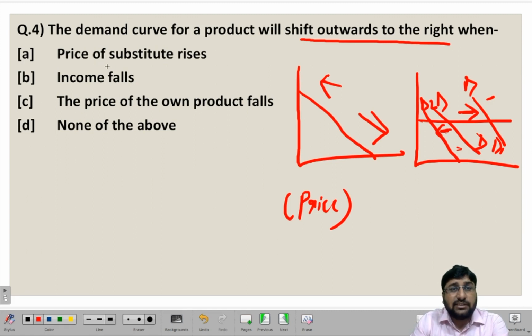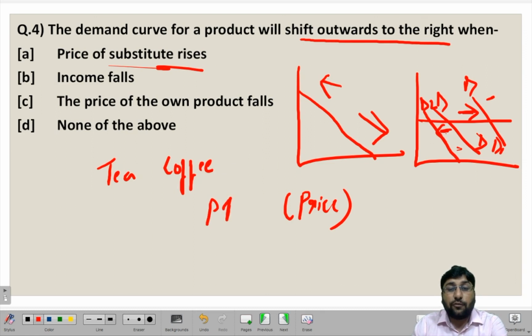The first statement says price of substitute rises. Now we know that in case of a rise in price of a substitute good, the demand for our own product, let us say tea, rises. Let us say tea and coffee are the two products which are actually substitutes. So if the price of coffee rises, the quantity demanded for tea would certainly rise, and thus there will be a rightward outward shift. So we clearly get our answer that A is the correct answer in this case.